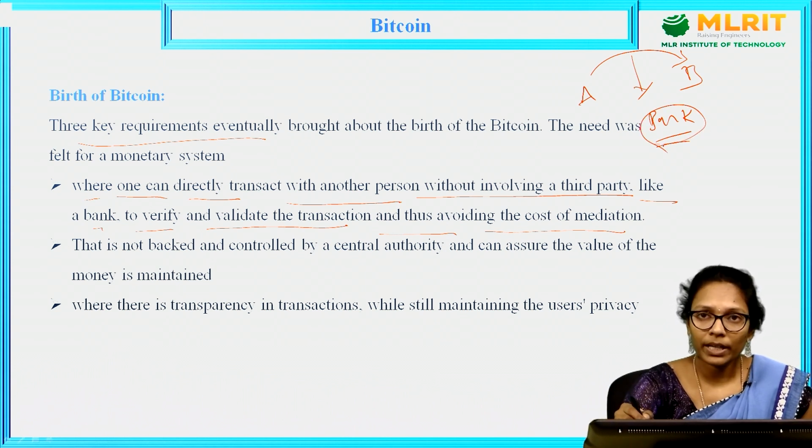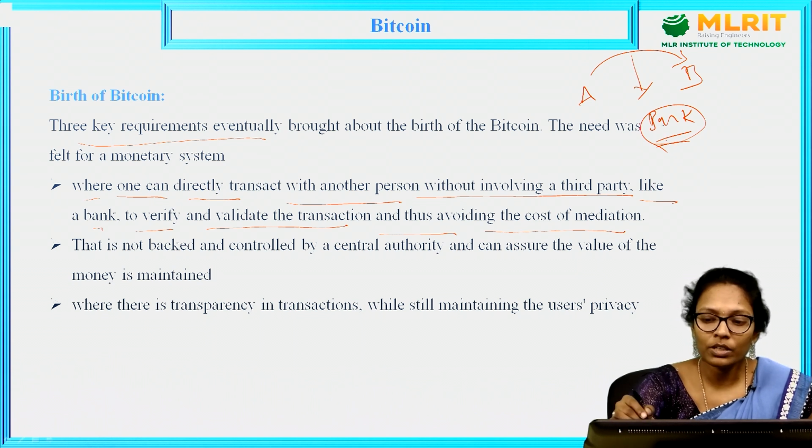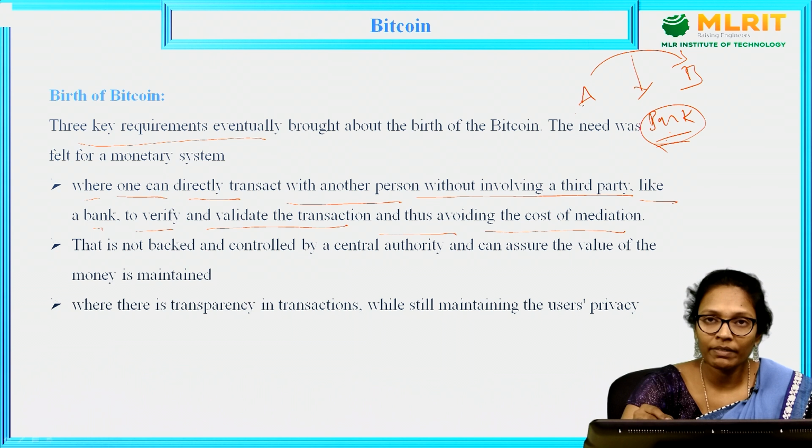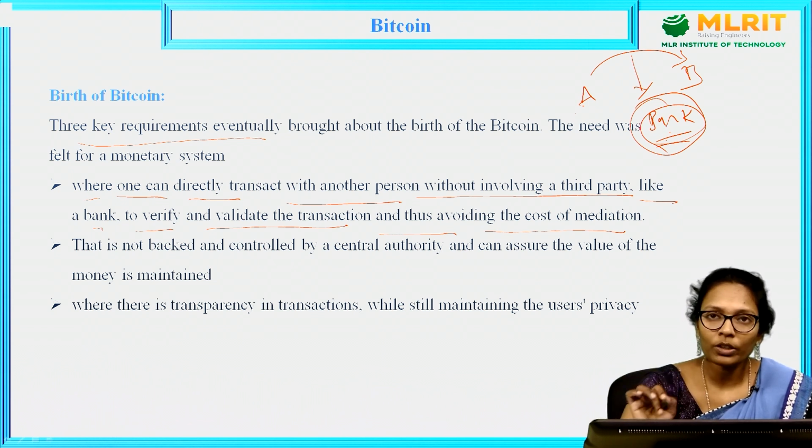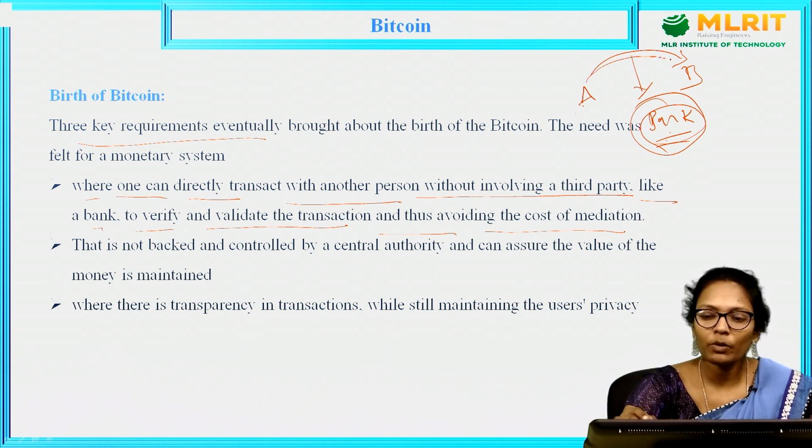So why are we paying this bank? Because the bank is validating whether A is a valid account, and whether A has sufficient funds or not. All these things will be done by this bank. So for that purpose, you are giving some amount to this bank. I don't want this. I just want to transfer some amount from A to B without involving this third party. This is the first requirement.